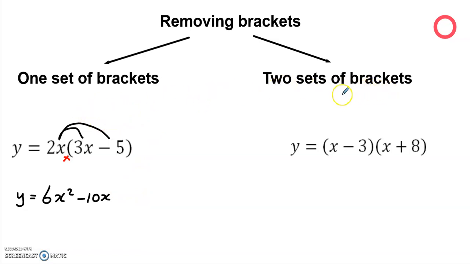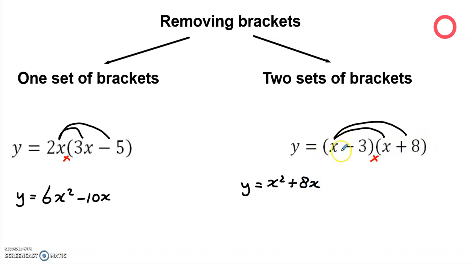And I'm going to show you how we did that when there are 2 sets of brackets. Remember, the multiplication symbol is over here. The only thing is it's not written down, but you have to know it's over there. So I'm going to remove the brackets step by step. 1 arc at a time. x times x. That's x squared. Second arc, x times positive 8, and that is positive plus 8x.